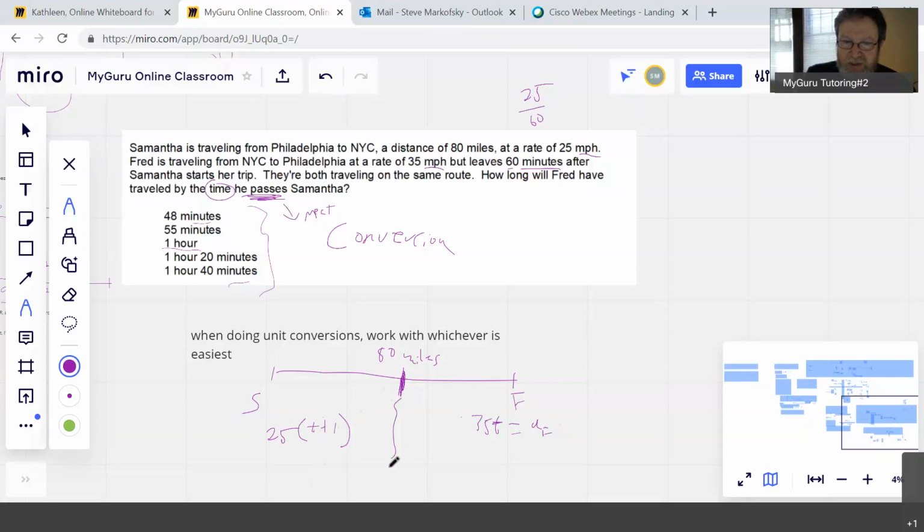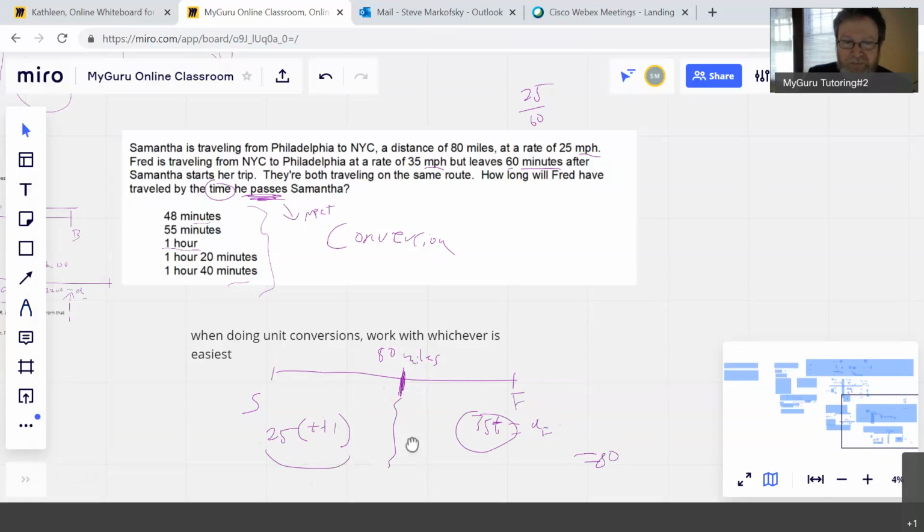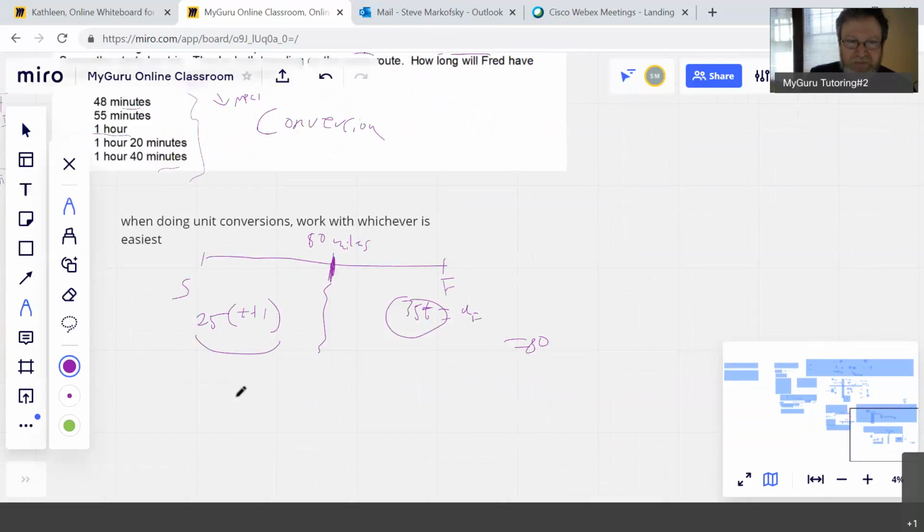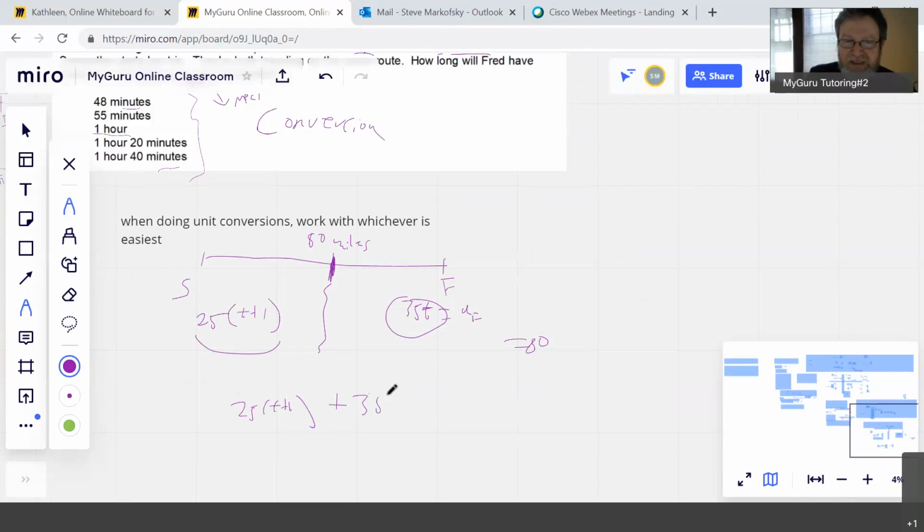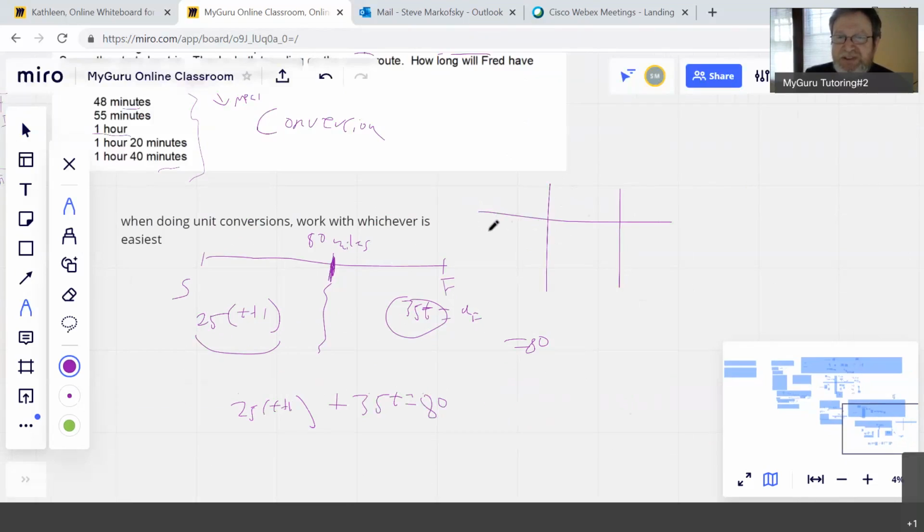So now we basically have, remember, distance can be expressed as rate times time. So we simply have this part of the distance plus that part of the distance is going to be our total distance, which is 80. So now we have an equation: 25 times (t plus 1) plus 35t equals 80. If you wanted to set up a table, you can do it this way. Get your rate times time equals distance.